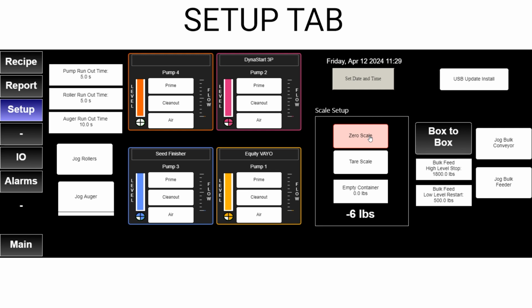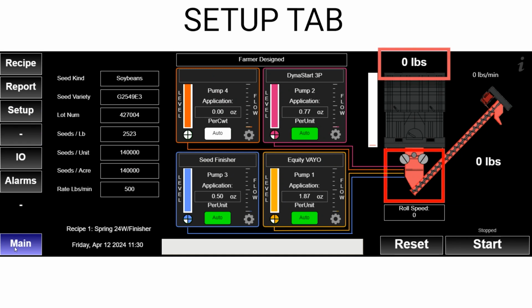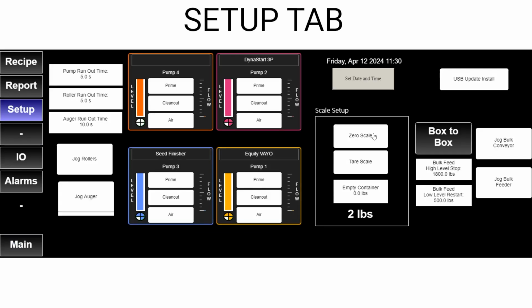The empty container weight is simply there for the convenience to see on the main screen approximately how much seed is left. If 0 is left in this field, you will just see the empty ProBox weight at the top right of the screen. Otherwise, if you put in an approximately 280 to 300 pound, the seed remaining quantity should be accurate. Now you'll see the box to box or bulk settings.